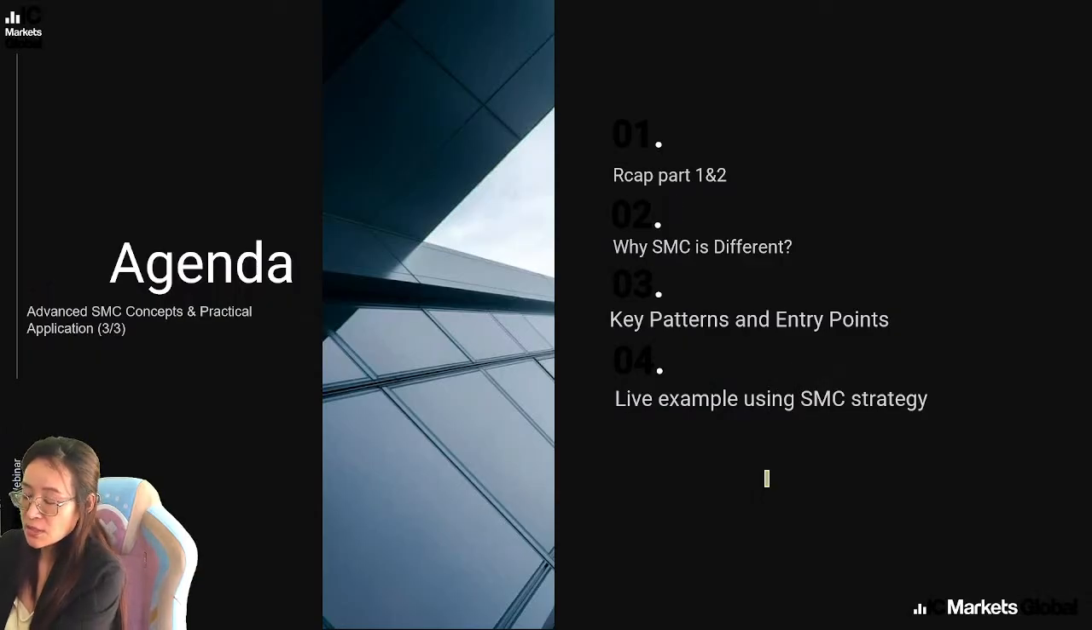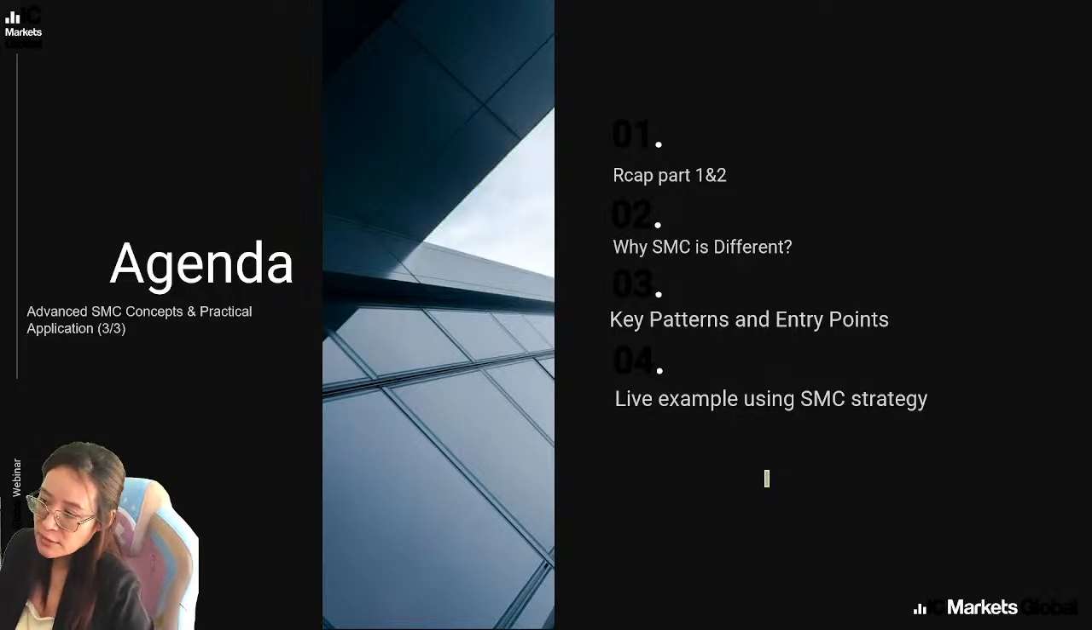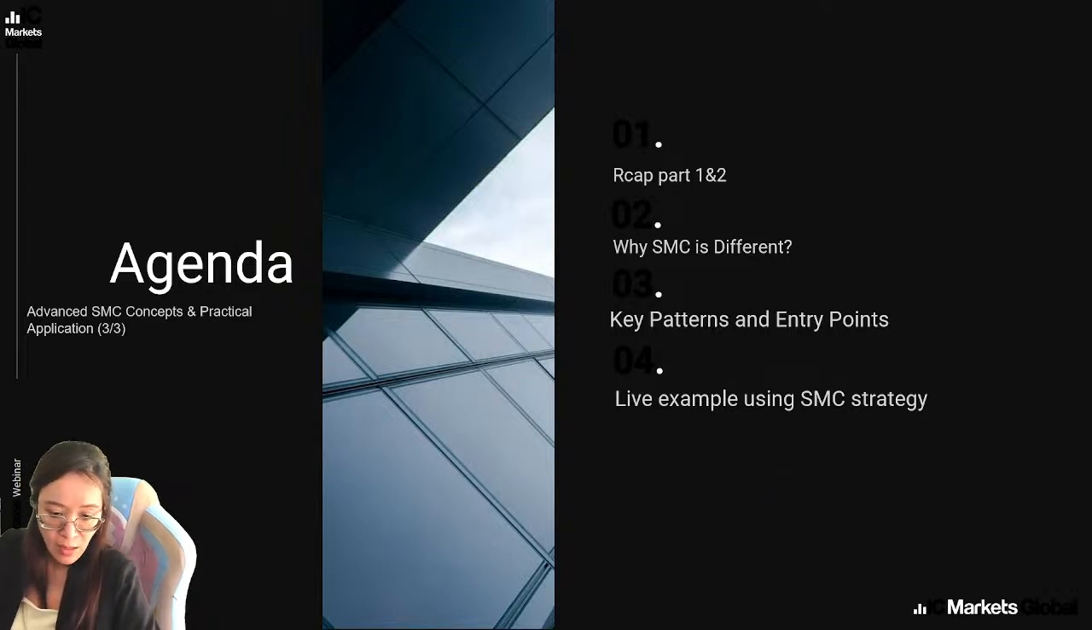So this is the agenda for today. We're going to recap part 1 and part 2, why SMC is different, key patterns and entry points, and examples using the SMC strategy. We already know that SMC is different from other strategies because we want to follow the institutions, the big players in the market.